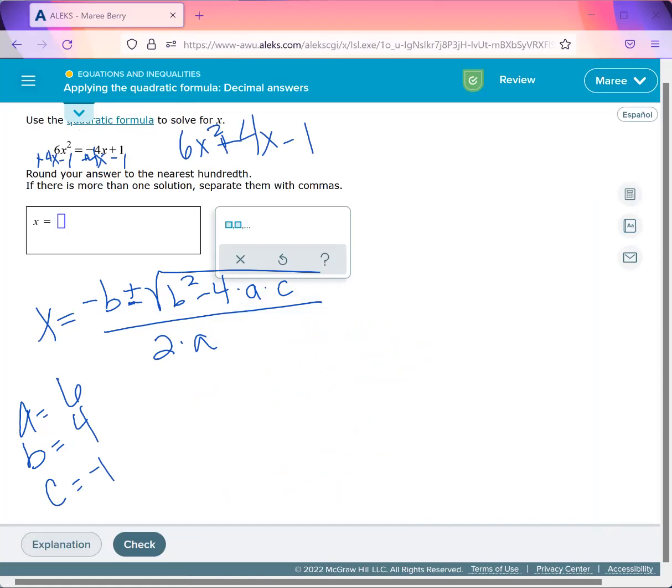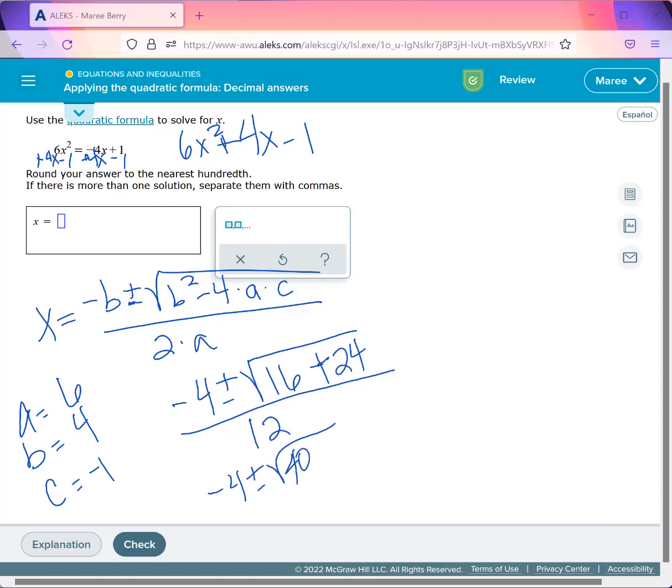So negative b is negative 4 plus or minus 4 squared is 16, and 4 times 6 is 24, times negative 1 is negative 24. So we're going to add those together, and 2 times 6 is 12. Wait, did I do that right? So b squared, 16, minus, and here's our negative, so it's going to be plus 4 times 6, which is 24, times negative 1, all over 12. So 16 plus 24 is 40. So we have negative 4 plus or minus the square root of 40, divided by 12.